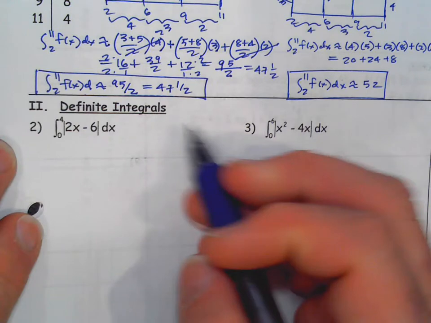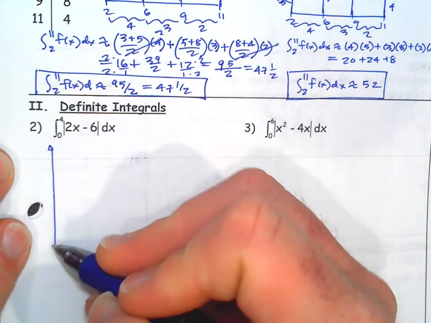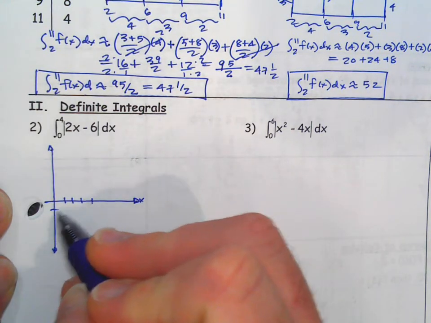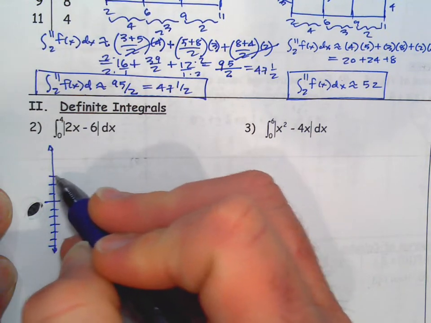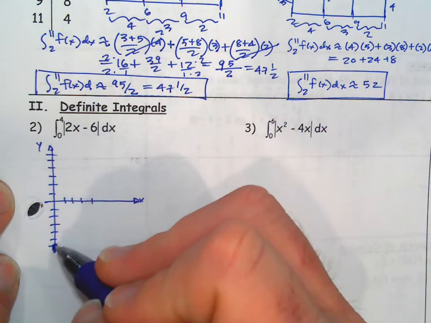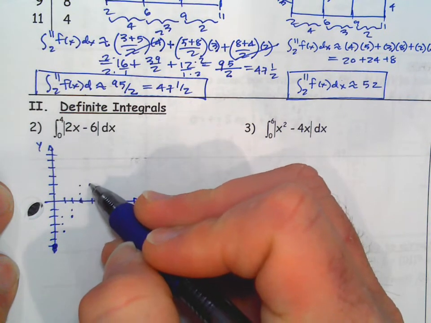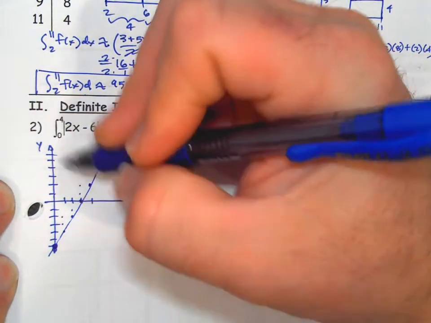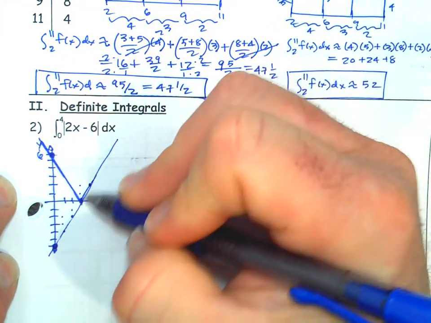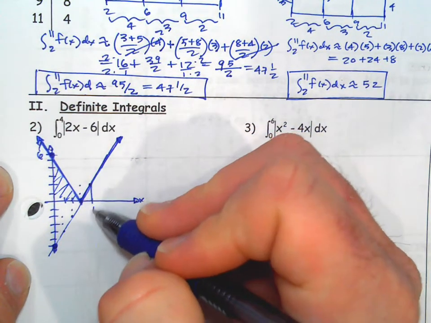Next ones are integrals of absolute values. So this one we could do 3 different ways. So I'll go and show you all 3 different ways. It's linear, so we could use geometry. So I'm just going to graph it without the absolute values first. Up 2 over 1, up 2 over 1, up 2 over 1, up 2 over 1. And then the absolute value flips the negative part up. And you get a V graph. And we want the area from 0 to 4.